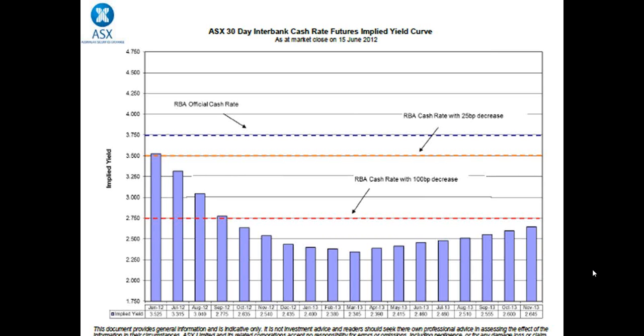Now, they're factoring in quite a significant amount between now and February next year, as you can see. They're talking about rates coming down at least another 1%.